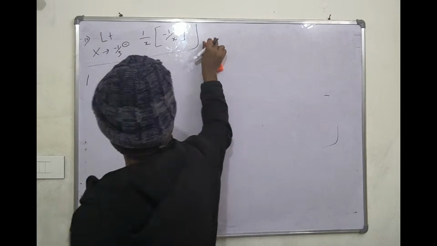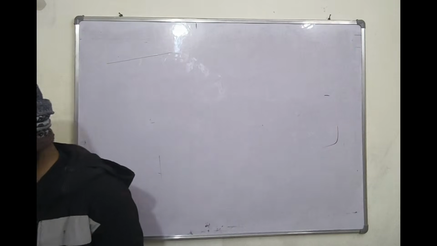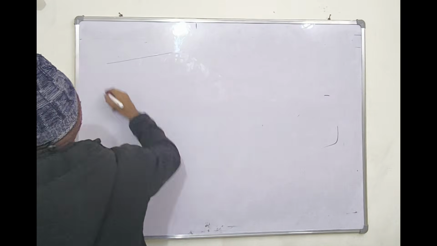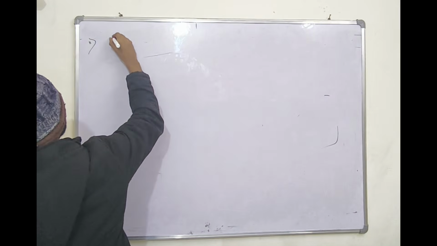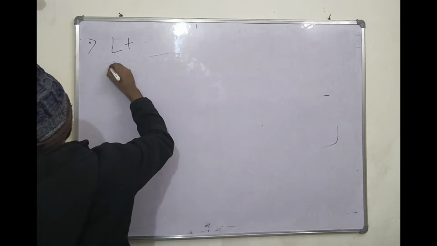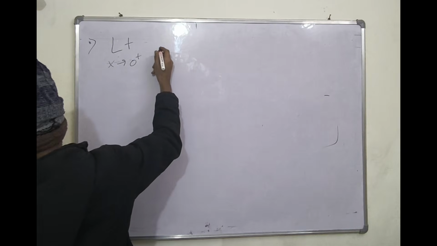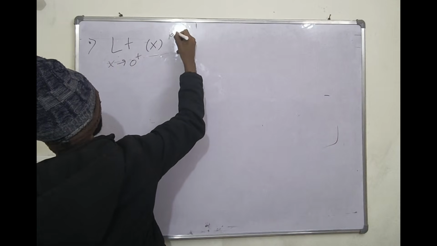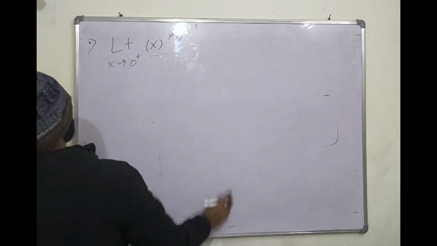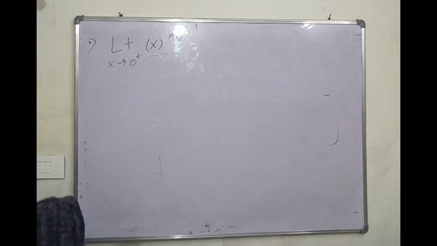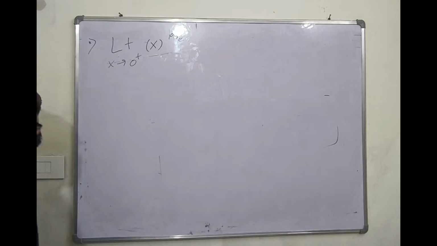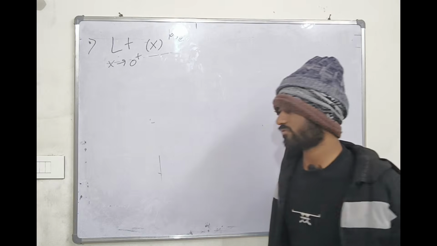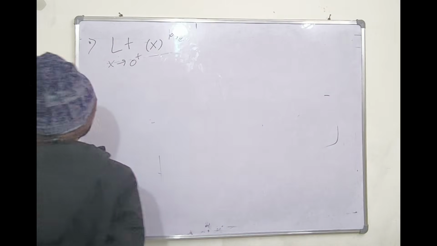Next question. Limit x tends to 0 plus, x whole power log x base e. Nice question. Here also we should find only the right hand limit. No need to find the left hand limit. Okay, be careful. Be careful.